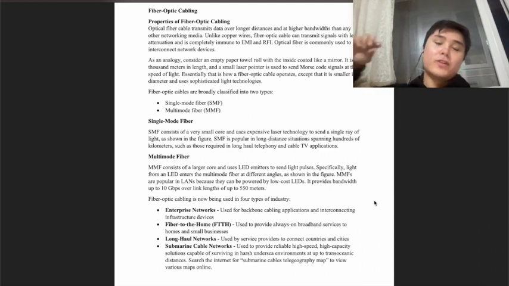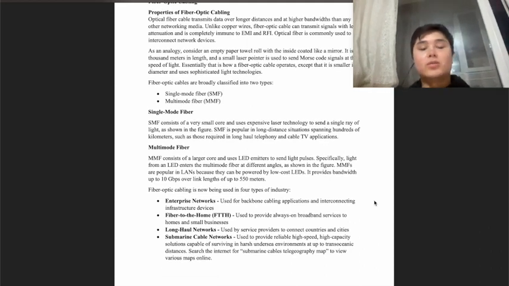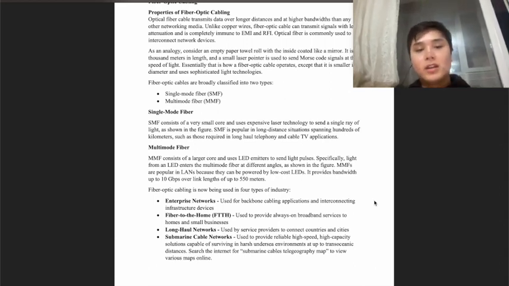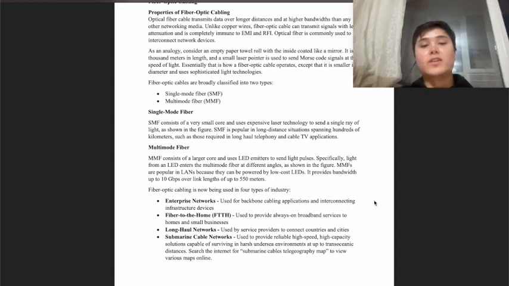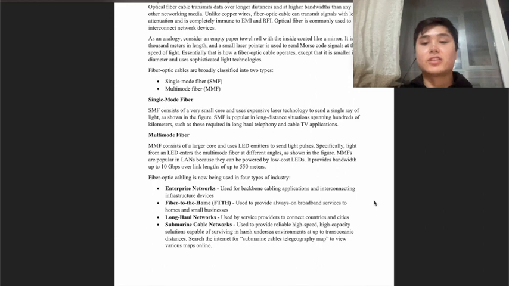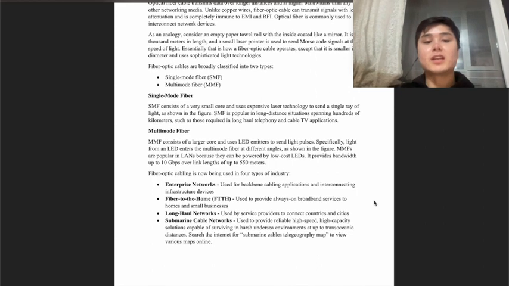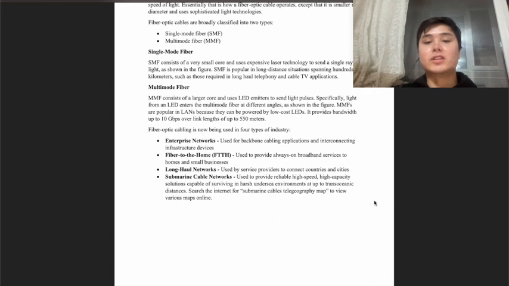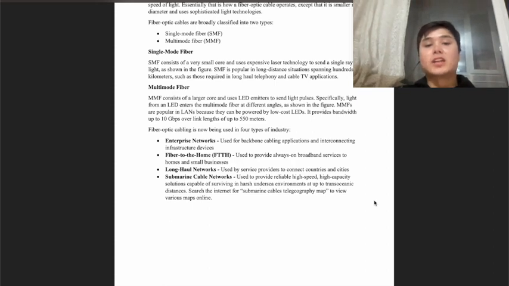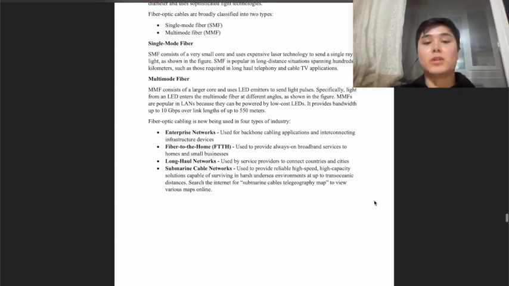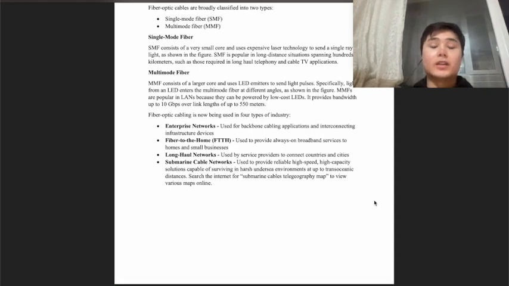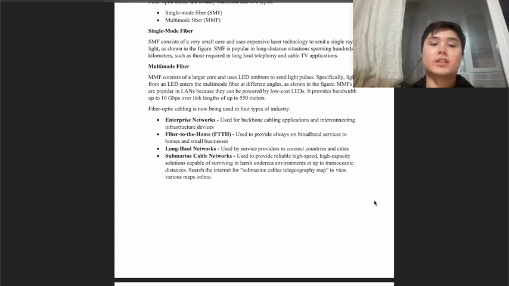So they are broadly classified into two types, which is single mode fiber, SMF, and multi-mode fiber, MMF. SMF consists of a very small core and uses expensive laser technology to send a single ray of light, whereas MMF consists of a larger core and uses LED emitters to send light pulses. Specifically, light from the LED enters the multi-mode fiber at different angles, so it provides bandwidth up to 10 gigabits over link lengths up to 550 meters.